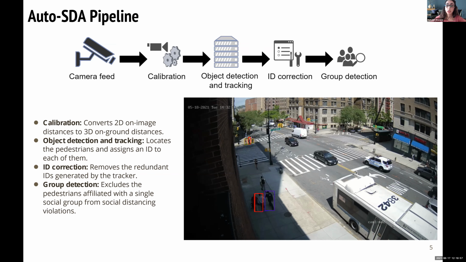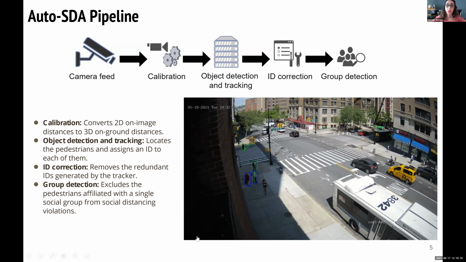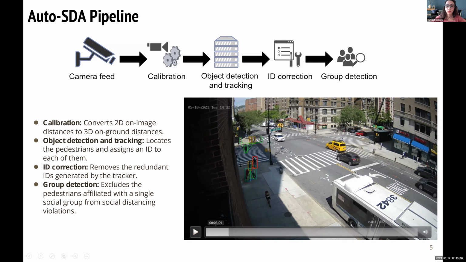So essentially in AutoSDA, we have designed the calibration, ID correction, and group detection modules to transform an off-the-shelf object detector and a tracker to a social distancing analyzer. And the result will be something like that, detecting the social group and the social distancing violation from the video.